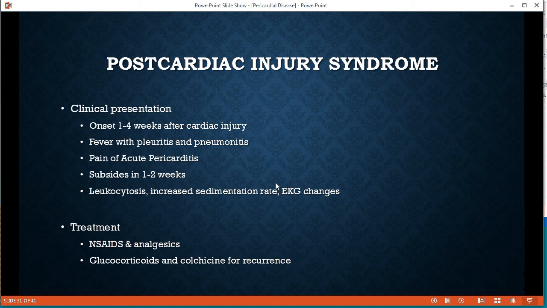Again, if you have issues of recurrence, you can think about colchicine, as we previously talked about, and certainly glucocorticoids. Just remember that glucocorticoids are your steroids. There are two different types of steroids: glucocorticoids and mineralocorticoids. So remember, steroids are not without their adverse effects, and you want to be careful about whether or not you're going to use them, but they may help with the inflammation if you're having trouble with NSAIDs or colchicine.